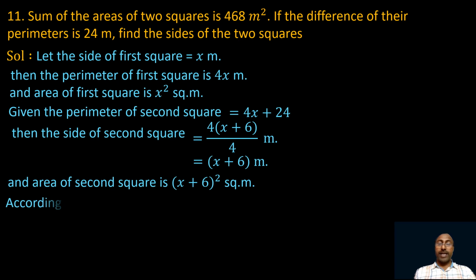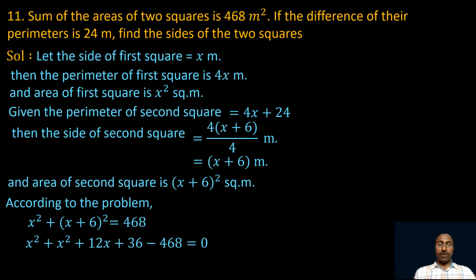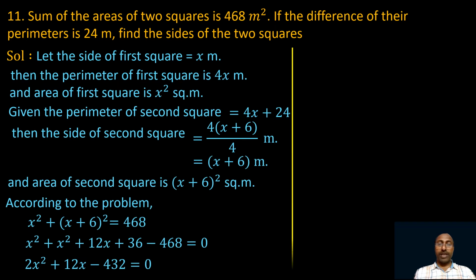And now it is given that the sum of these two areas is equal to 468 square meters. That is x square plus (x plus 6) whole square is equal to 468. So let us convert this equation into quadratic standard form and solve it. So I am simplifying the equation. x square plus (x plus 6) whole square is equal to 468. That is x square plus x square plus 12x plus 36 minus 468 is equal to 0. That is 2x square plus 12x plus 36 minus 468, which is minus 432, equal to 0.